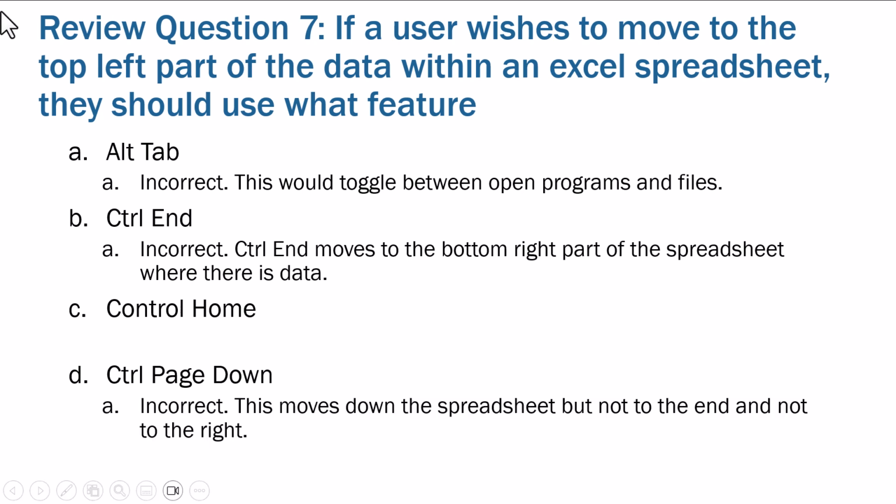It's not Control Page Down. That's going to get us through the spreadsheet, but not to the end and not to the right that way. Control Page Down would get us to additional tabs within the spreadsheet. It would be Control Home. That's what would take us up to cell A1, or if you have frozen panes, to the first item that is not frozen.